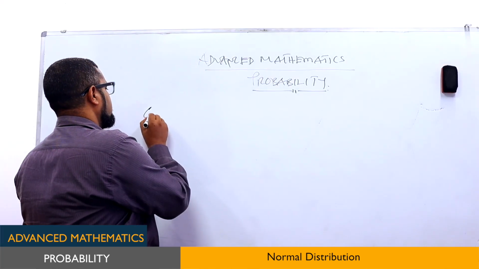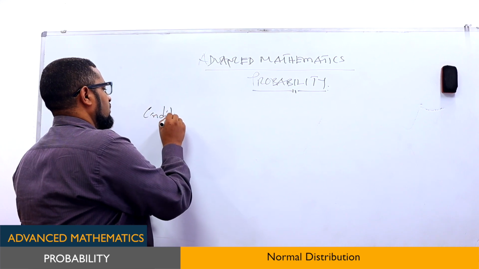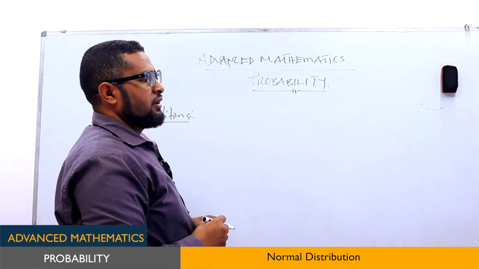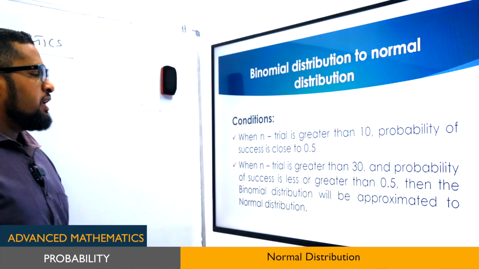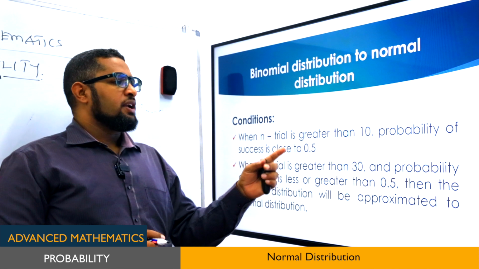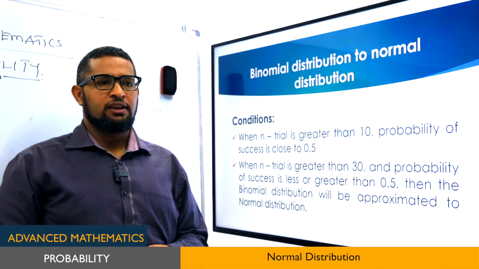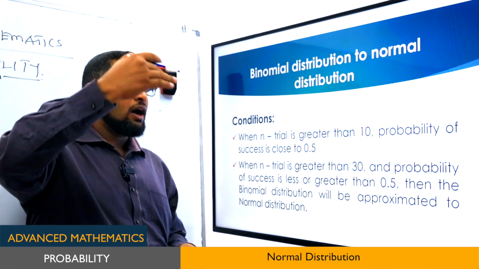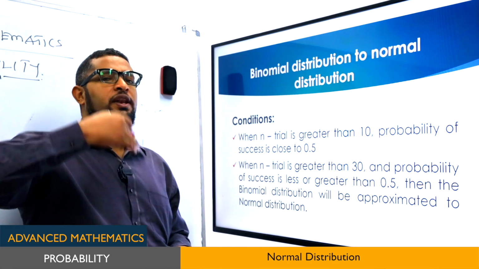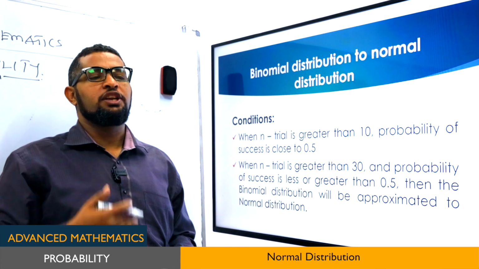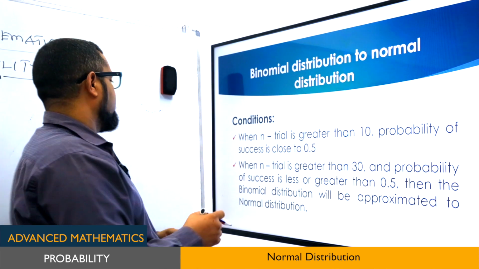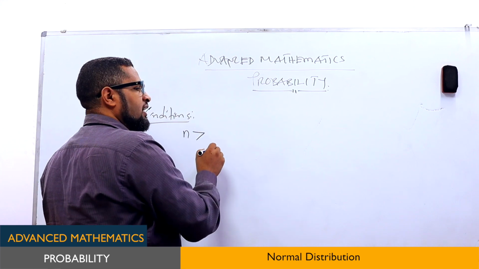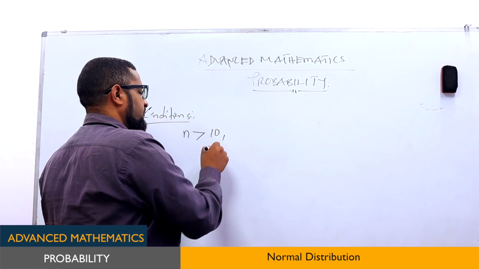Condition for that case: when any trial is greater than 10. So any trial, when we say any trial, it means the number of trials or the number of outcomes in an experiment. So when n is greater than 10.